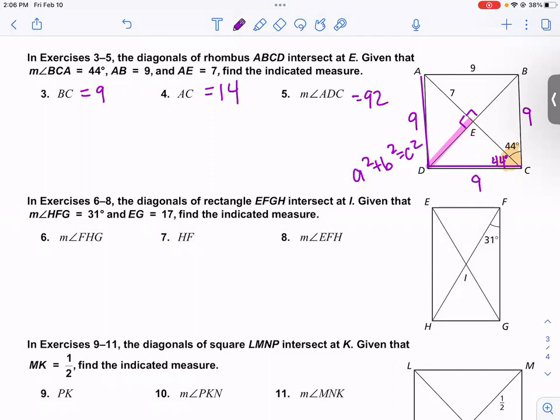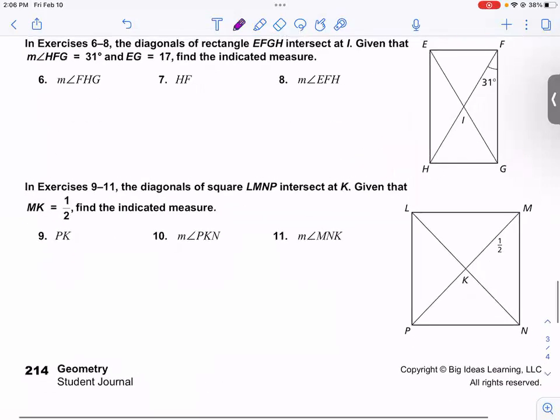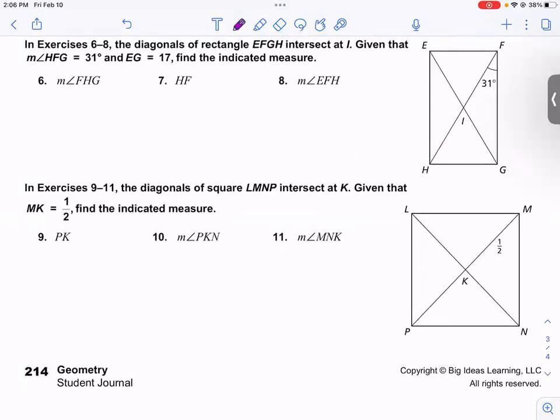No. In a square. No. Okay. Let's look at 6 through 8. We have a rectangle. I'm about to start writing names on the board for detentions.